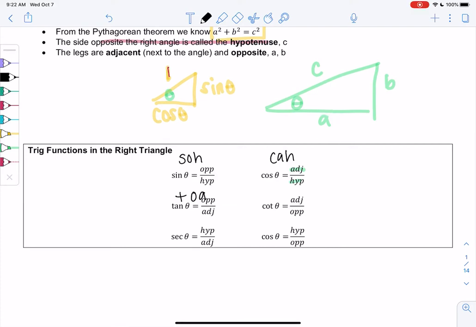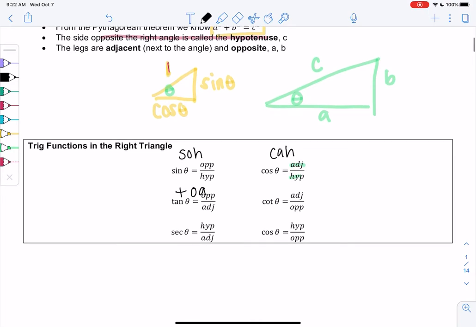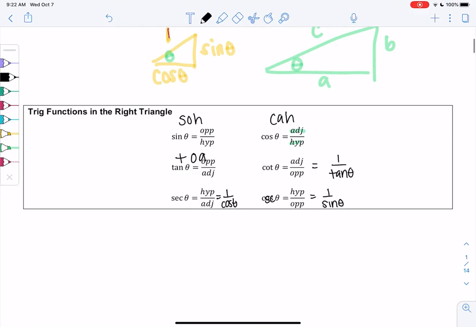And then I don't really memorize cotangent, secant, or cosecant. I just know cotangent as 1 over tangent, right? Secant as 1 over cosine, and cosecant as 1 over sine, rather than trying to memorize more definitions. So if you know SOHCAHTOA, you can find all 6 of them.